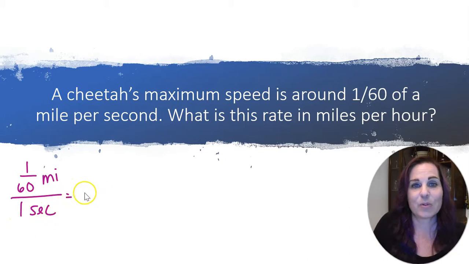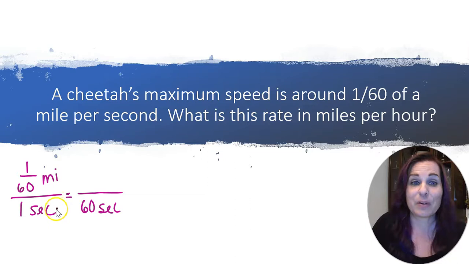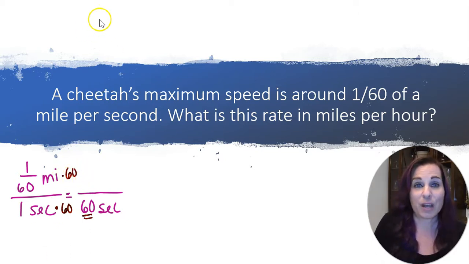Suppose we want to know how fast this is per minute. If we wanted to know per minute, then that's 60 seconds. So just like we saw in the very first example, as long as I multiply the top and bottom by the same number, I'll have an equivalent rate. In order to get a 60 down here, I'd have to do 1 times 60, so I'd have to do times 60 on the top as well. So here's what that would look like.